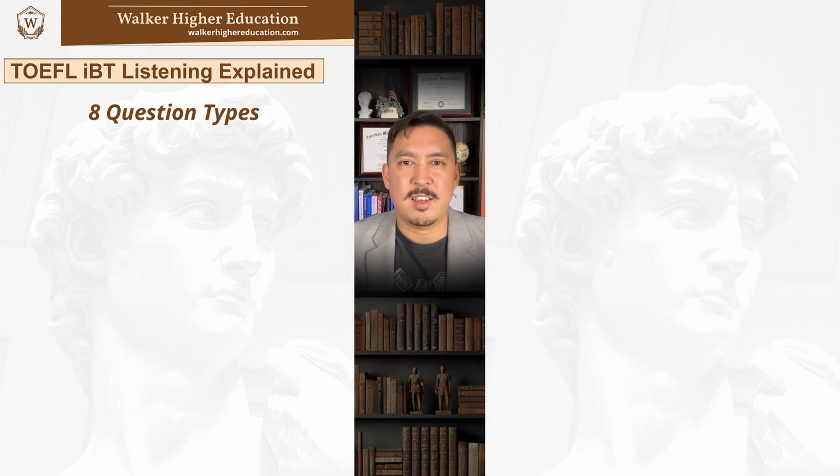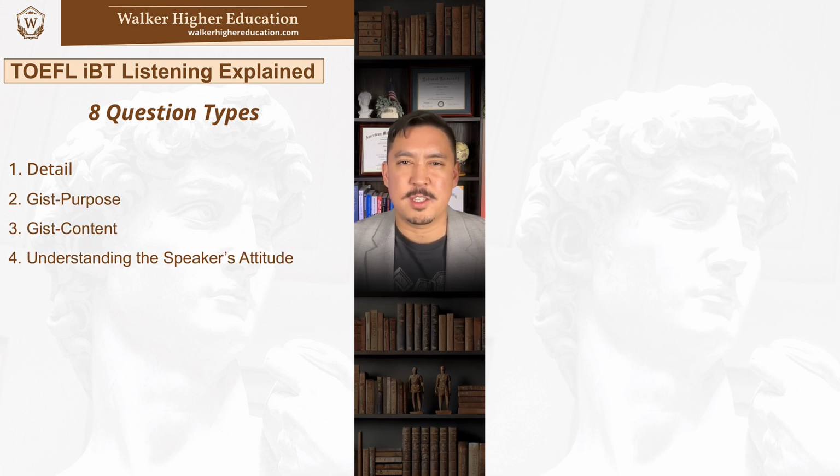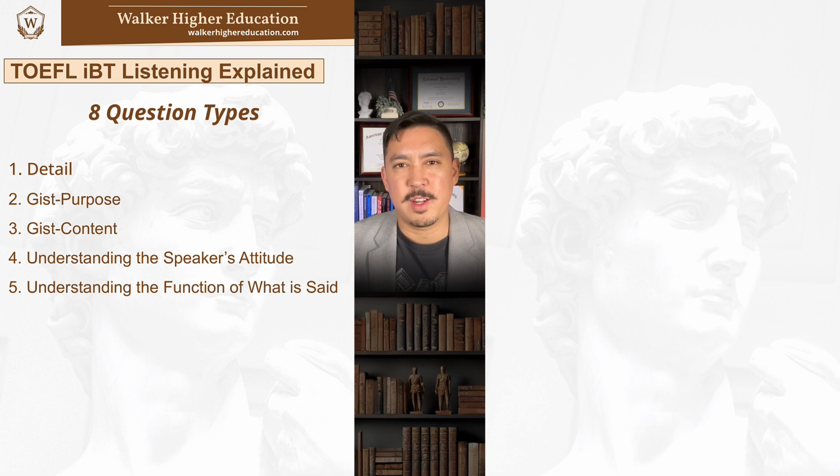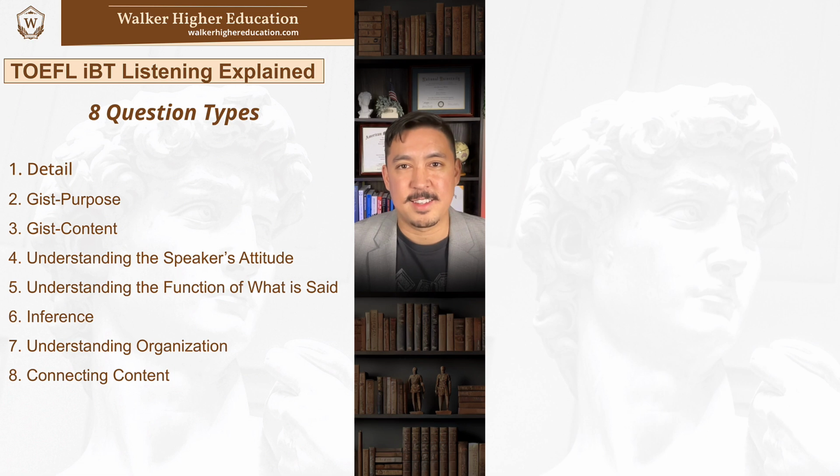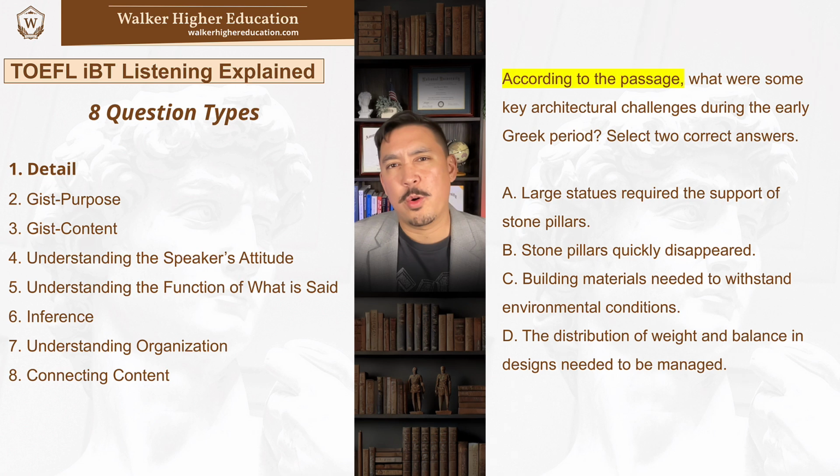Now let's move on to the 8 types of questions that you'll find in the listening section. We have detail, gist purpose, gist content, understanding the speaker's attitude, understanding the function of what is said, inferences, understanding organization, and connecting content. Starting with detail questions, let's look at an example. It reads, according to the passage, what were some key architectural challenges during the early Greek period? And then you have your 4 answer choices. Now don't worry, I don't expect you to be able to answer this question because obviously you haven't listened to the 5-minute lecture on ancient Greek architecture.